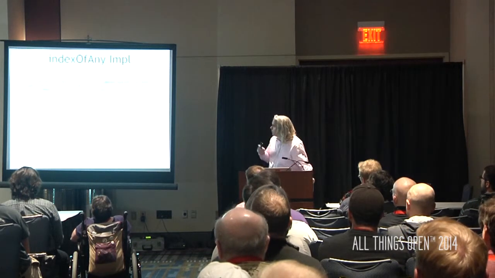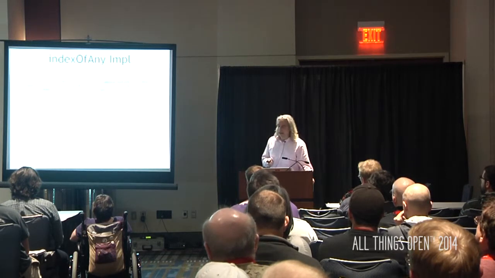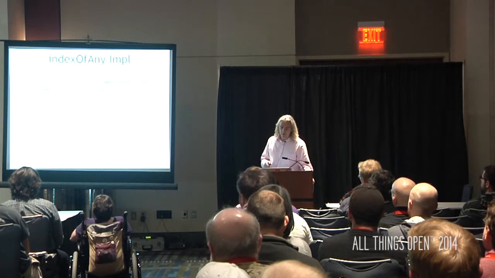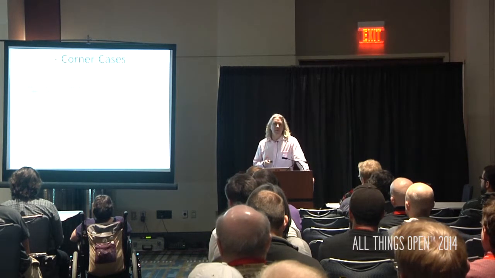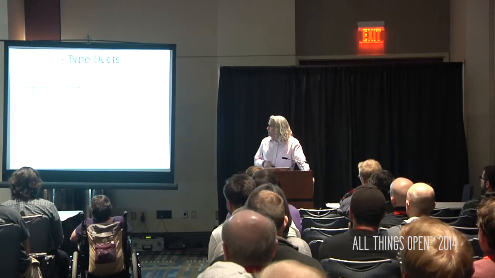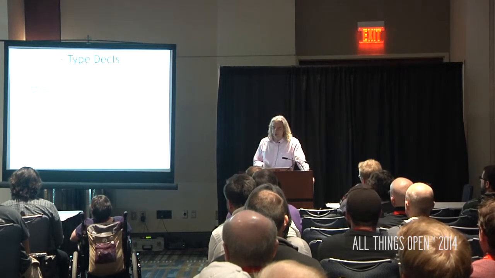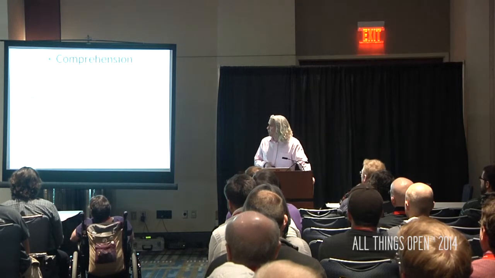What I'm going to do is convert this program, which is a Java program, into an idiomatic Clojure program. So the first thing I'm going to do is drop out all the corner cases. It turns out that when you program functionally, the corner cases tend to fall away. The second thing I'm going to do is get rid of all the type information, because Clojure is a dynamically typed language. The third thing I'm going to do is introduce a when clause and a higher order function. Then I'm going to introduce a comprehension.